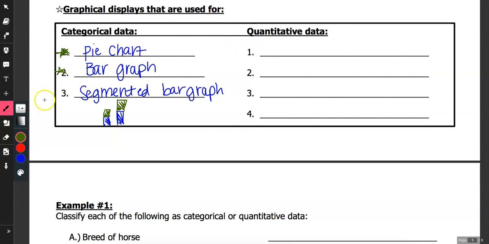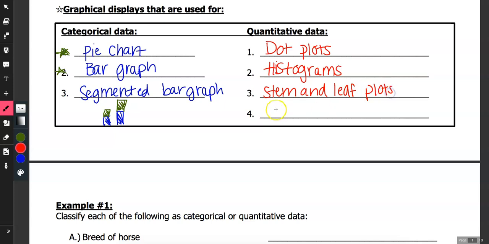We're mostly focused on quantitative. So quantitative, again, is numerical answers. Our charts here would be dot plots, histograms, stem and leaf, and then a box plot.